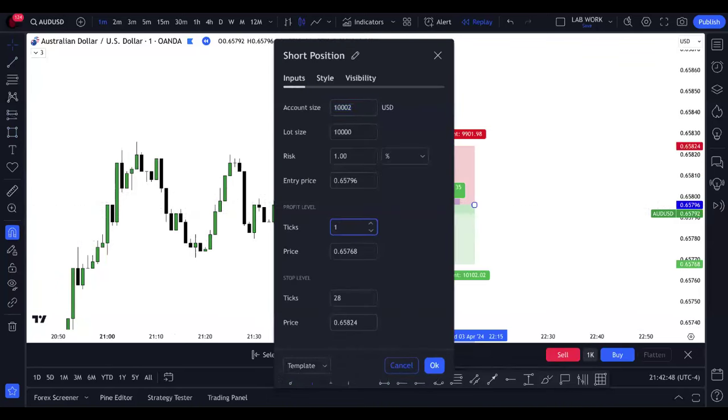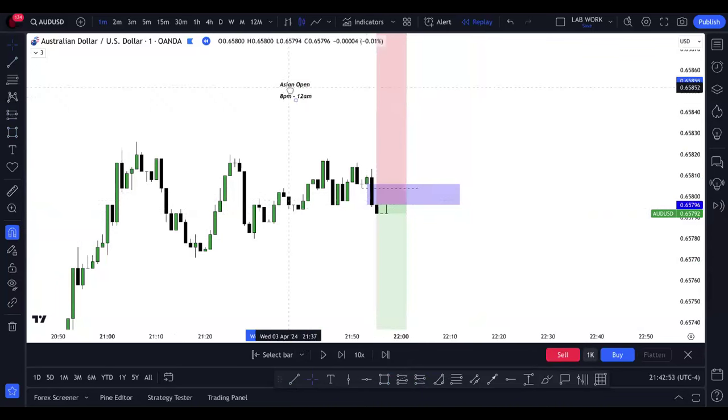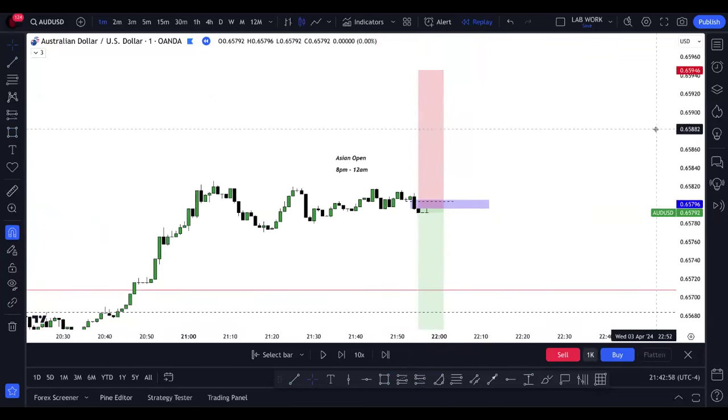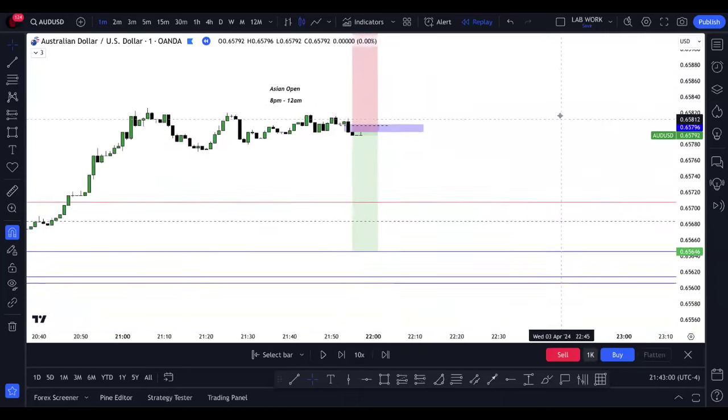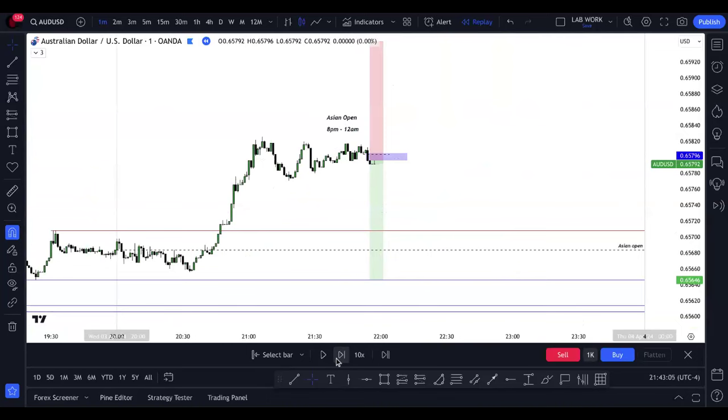15 pips. Not really looking for much. This is classified as a scalp still. 15 pips is a scalp. You start pushing 20, 25, 30, 40 pips, now you're looking for more of an intraday trade, right? This is more of a scalp idea. Could say I'm a scalper by definition.